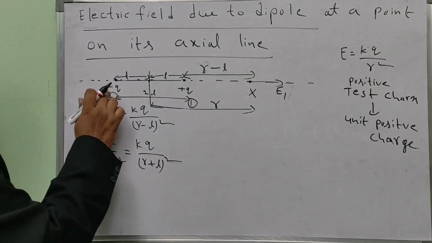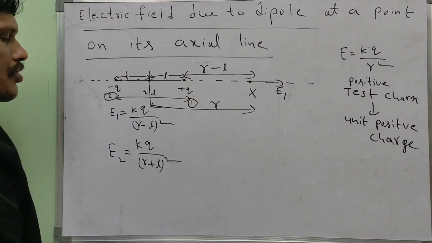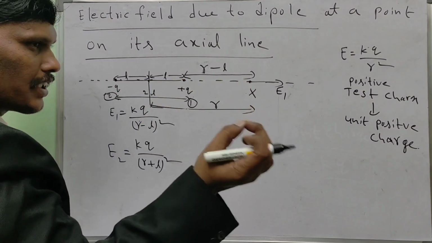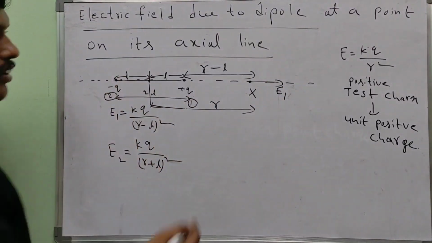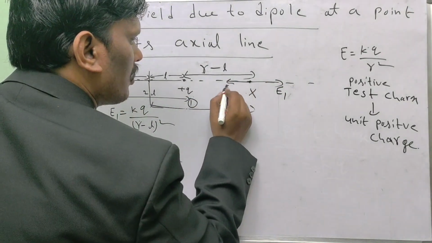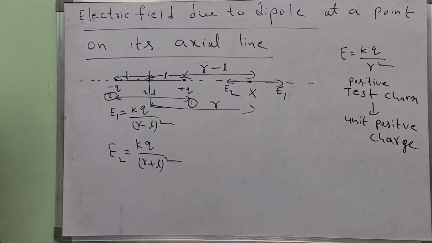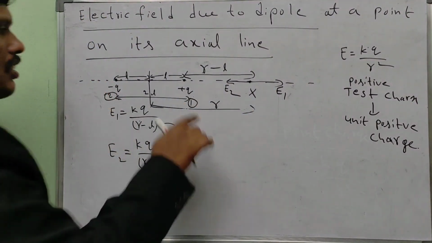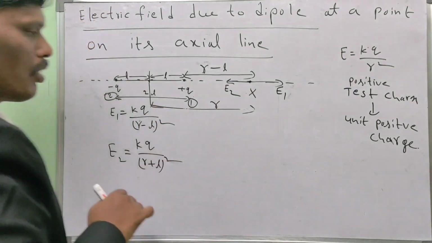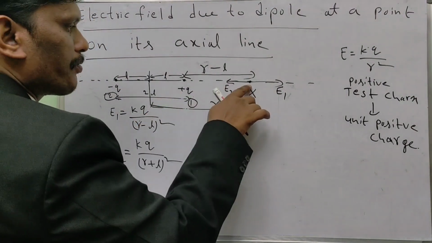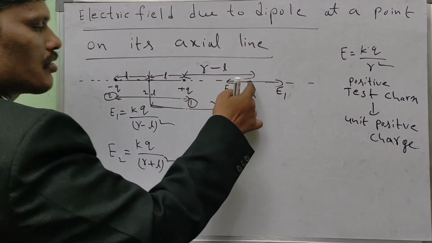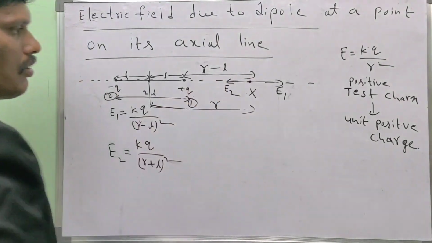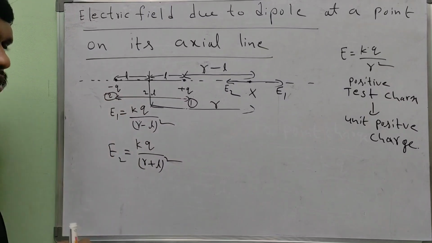So because of the negative charge, what is the field direction? Towards. Why? Because the unit test charge moves towards the negative charge because of attraction. That's why this is the field direction E2. E2 is the field direction because of the negative charge, and E1 is the field direction because of the positive charge. Because of the positive charge, the field is away from the point. Because of the negative charge, the field is from the point towards the negative charge.